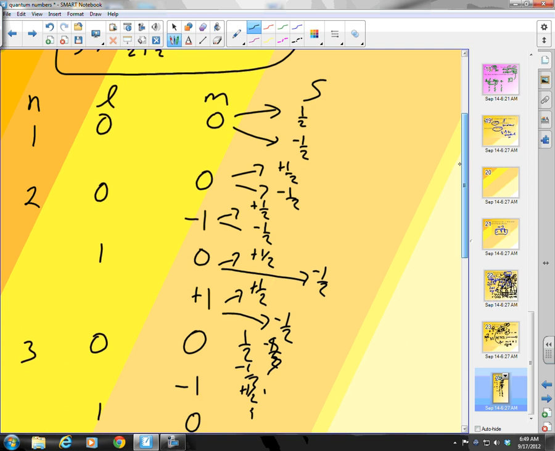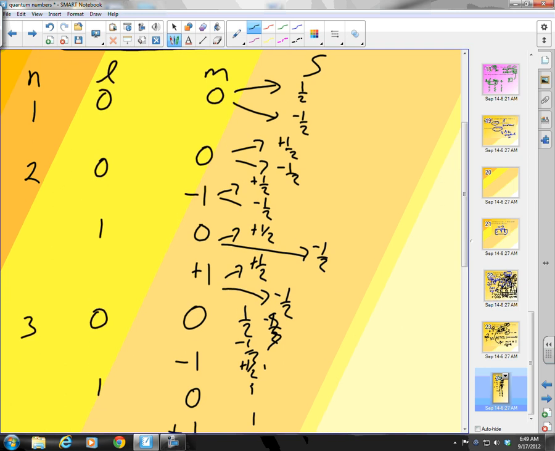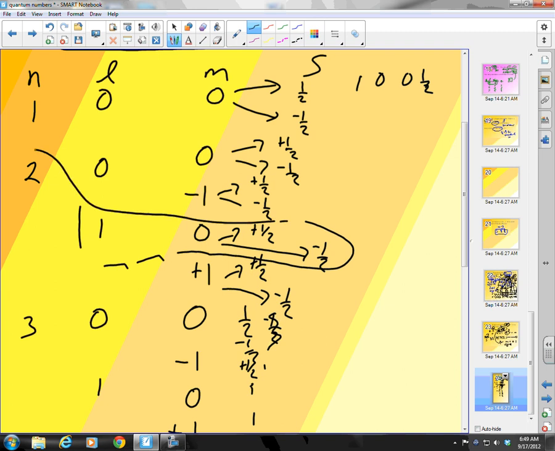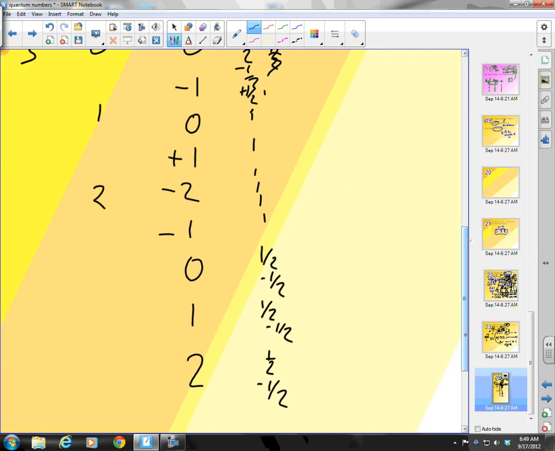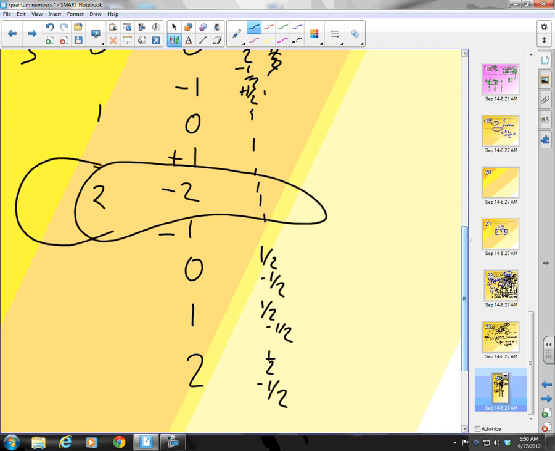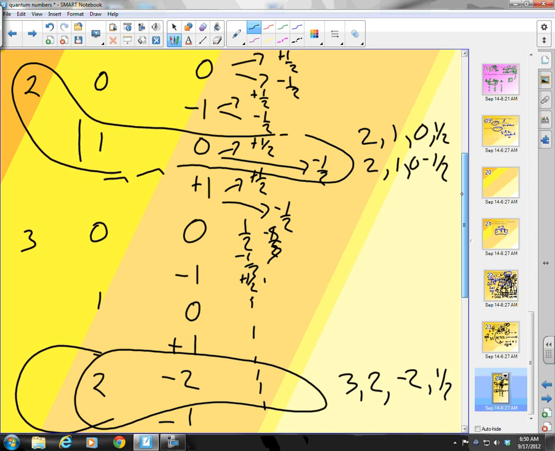Those are your quantum numbers. That's how we create our quantum numbers. So it would be something like 1, 0, 0, 1/2. For this area right here, it would be 2, 1, 0, 1/2, or 2, 1, 0, negative 1/2. Down here, for N equals 3, it could be 3, 2, negative 2, 1/2. Does that make sense to you?